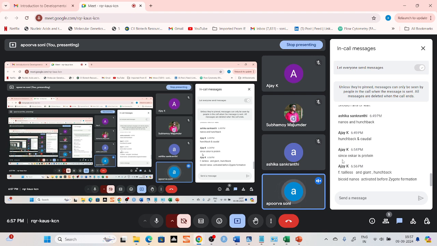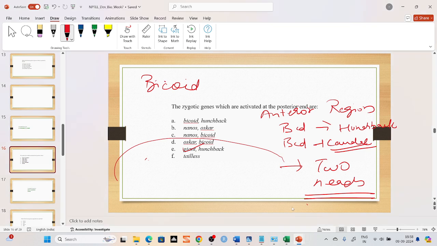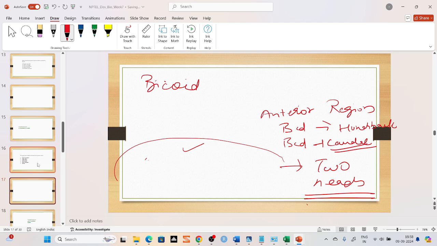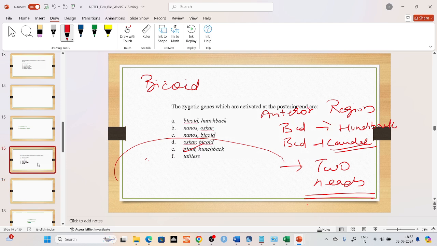Since Oscar is a protein, Ajay has answered: tailless and giant and hunchback, while bicoid and nanos are activated before zygote formation. Okay, yes, you are correct. So now comes another important concept that we will try to learn with this question. With each question, we are trying to learn some of the other concepts.